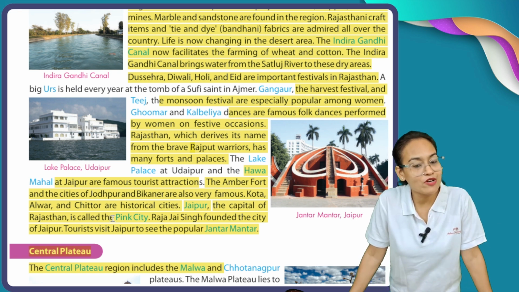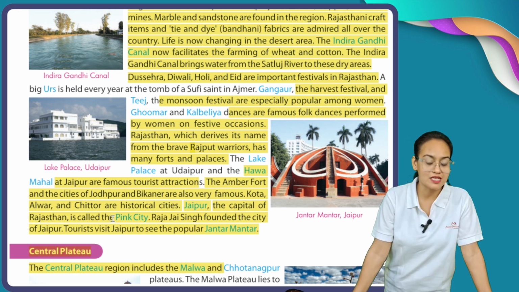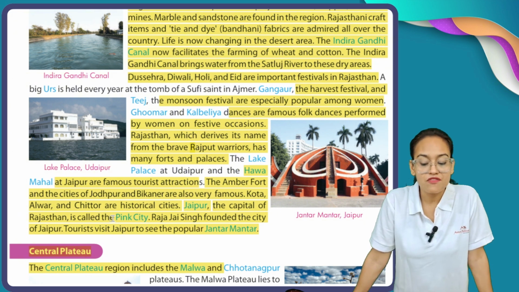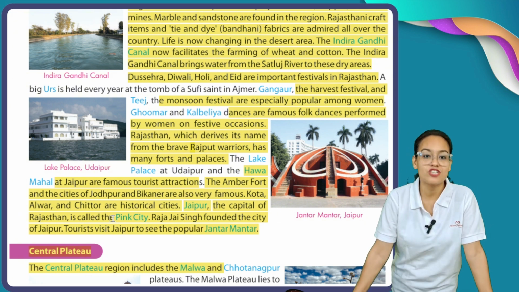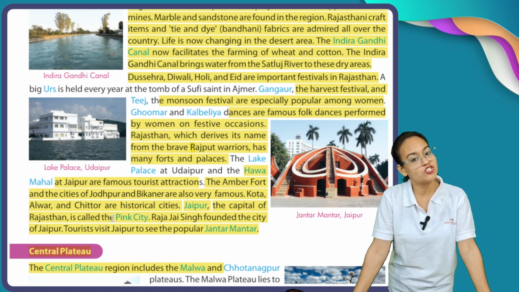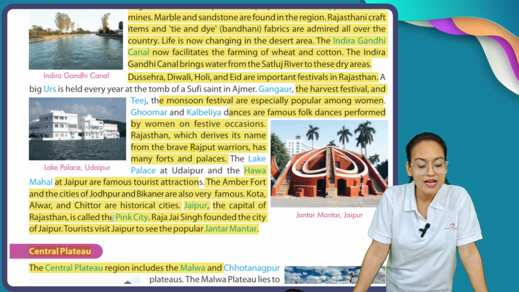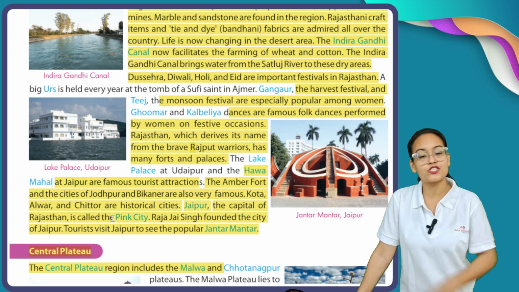And what is the capital of Rajasthan? It is Jaipur. And Jaipur is also called the Pink City. Raja Jai Singh founded the city of Jaipur. Okay, and who founded the city of Jaipur? Raja Jai Singh. And tourists visit Jaipur to see the popular Jantar Mantar. So tourists also come to see the Hawa Mahal as well as the Jantar Mantar.